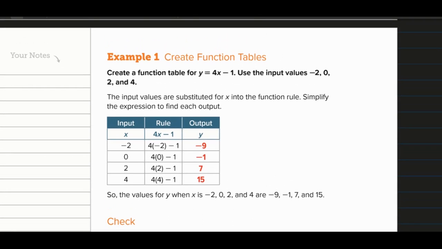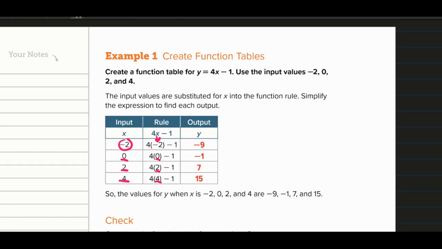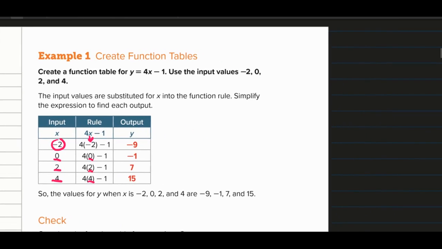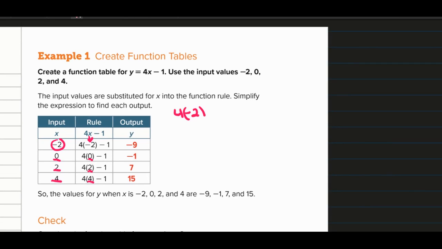So the idea is we're going to have our -2. We're going to plug that -2 in for the x. So all of these are our x values that we have for our input, and we're going to get our y values out. So you probably are going to have to do some work on the side. So say if we had 4 times -2 minus 1, that means we're going to get -8 minus 1, which gives us a -9.